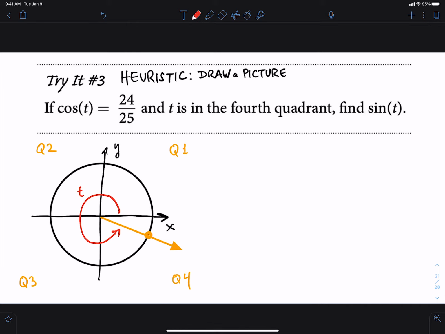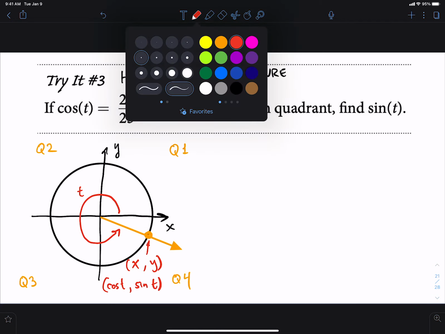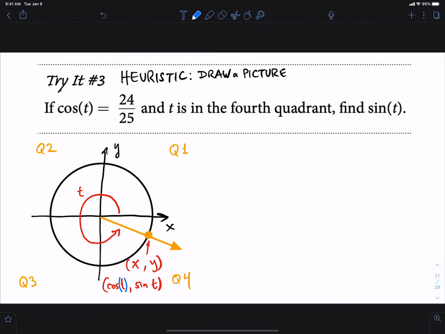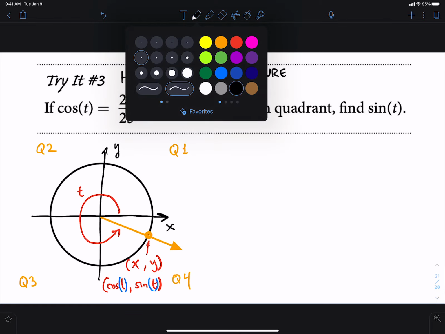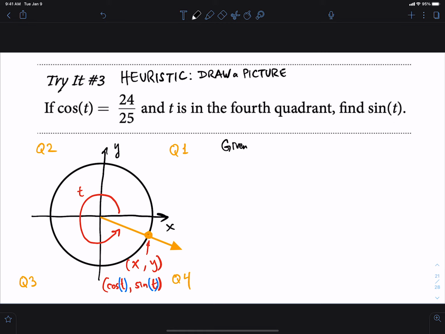And that means that the x-coordinate is going to be positive and the y-coordinate is going to be negative, but we may as well label this point, it's both x comma y, and it's also cosine of t, sine of t. And you don't have to do this, but it's always helpful to write in the parentheses because sine and cosine really are functions. And so we're given that the cosine of t is 24 over 25. So that means x equals 24 over 25.